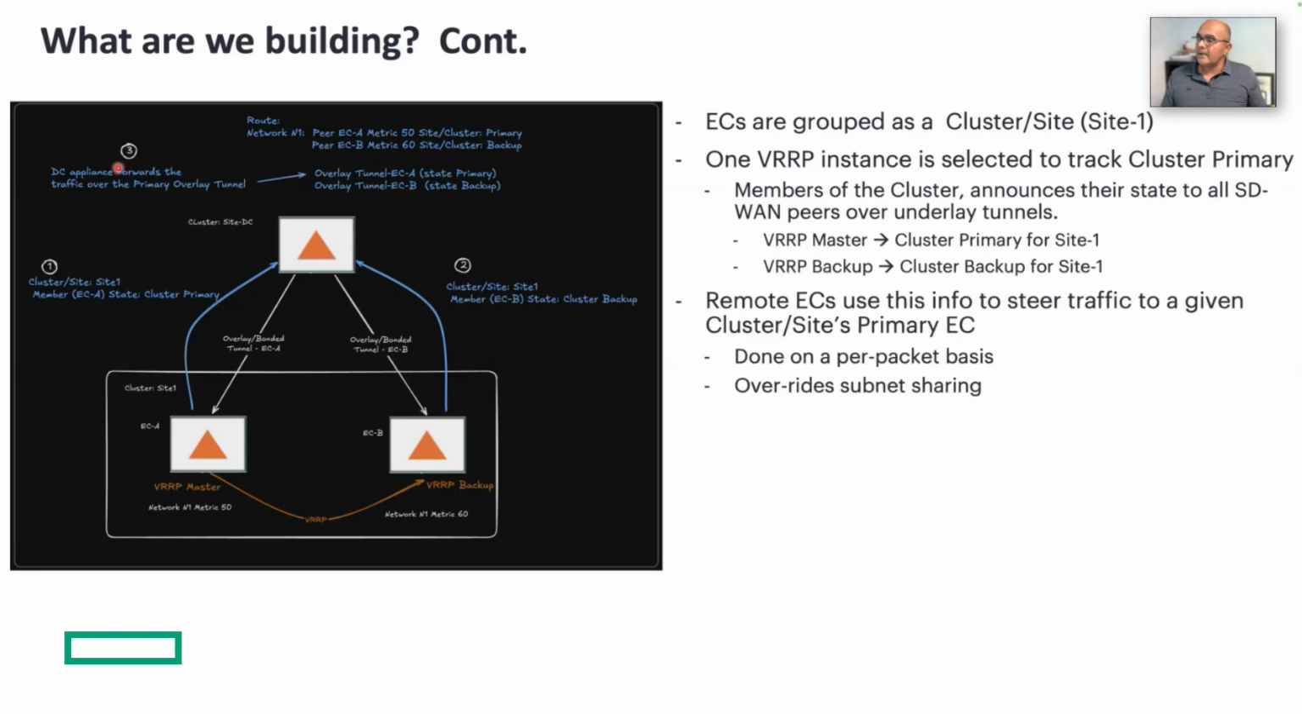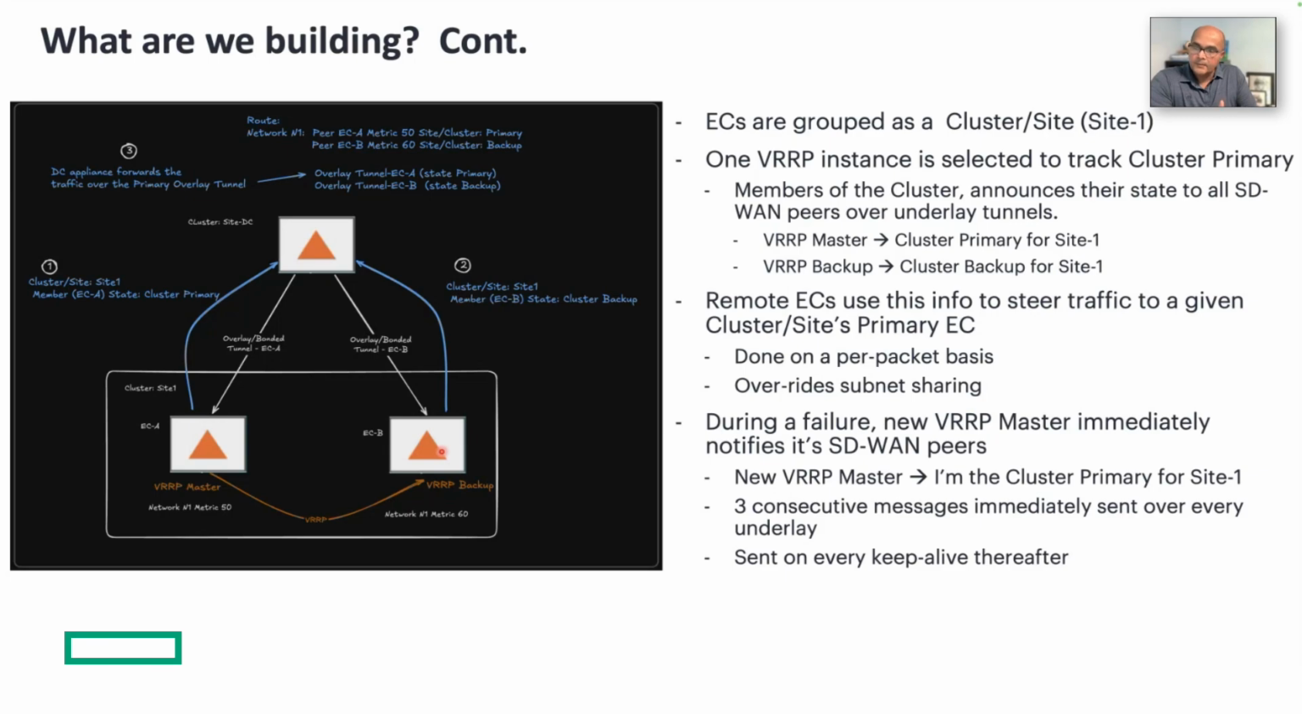When a packet comes in, this lookup happens on a per packet basis. It's not after a flow reclassification or any other time. On a per packet basis, we ask who's the primary tunnel to go to that site for this overlay, and it will pick. You still need subnet sharing to find out who the peers are that I can use, but the metric we're going to override.